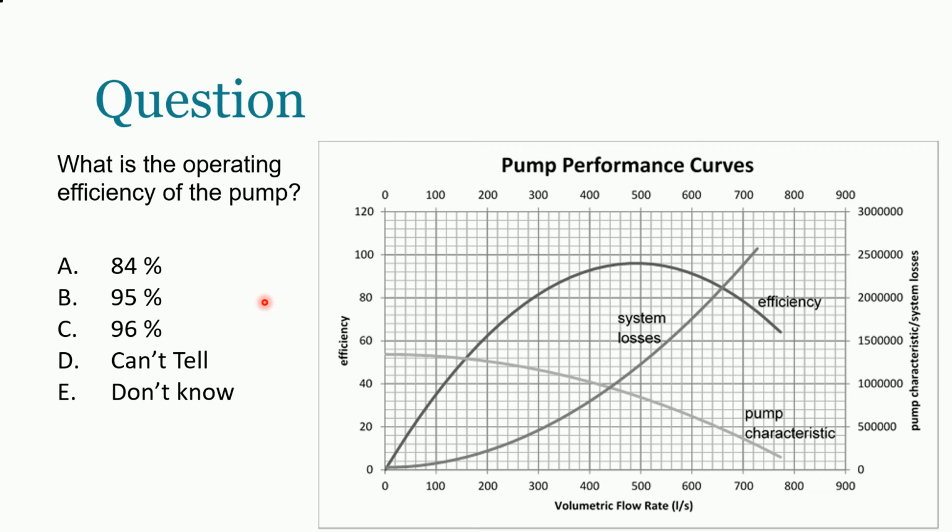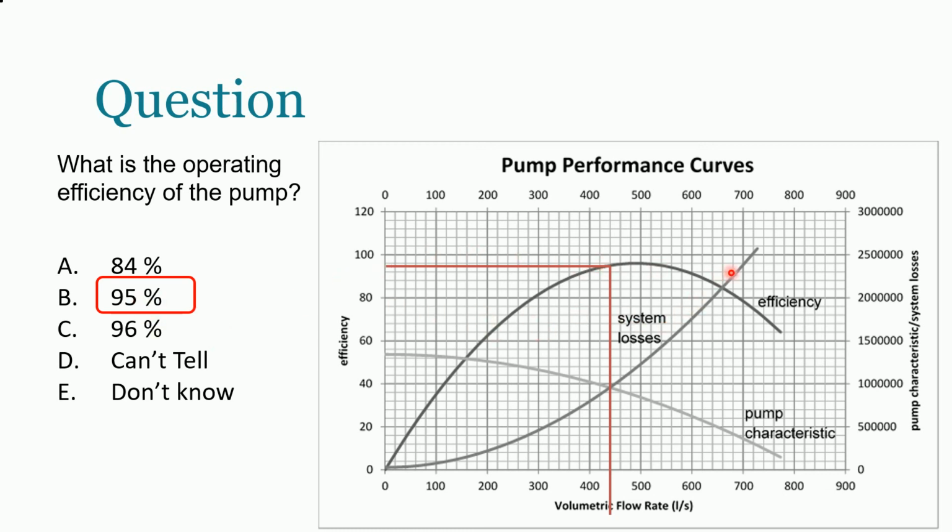So the answer is B, 95%. Remember the operating point is where the pump characteristic curve and the pipe characteristics or system losses intersect, which is this point here. So this is the operating point, and we said this is the operating volumetric flow rate. So extend that line up onto the efficiency curve and then read off, and you can see it's around 95%.